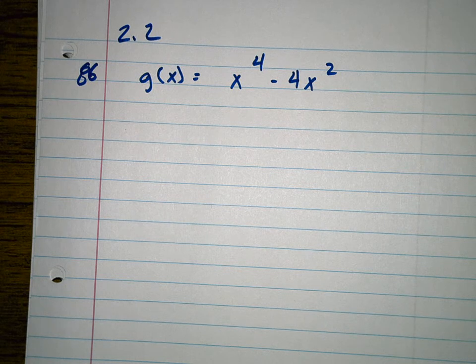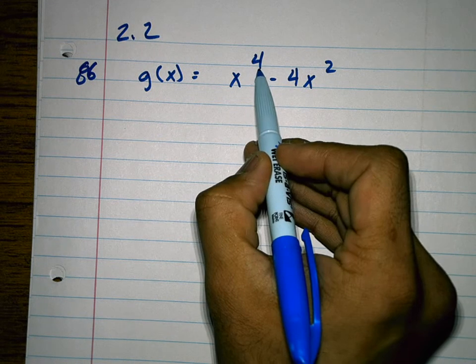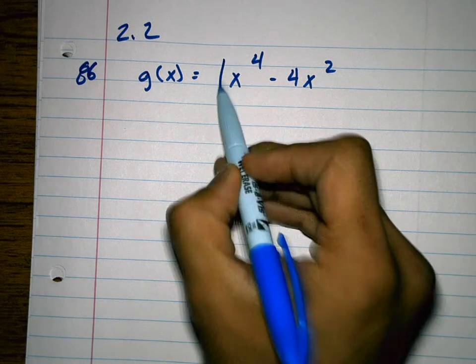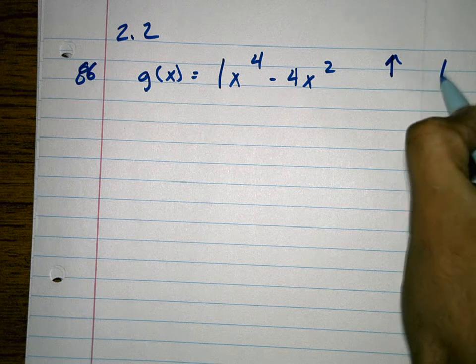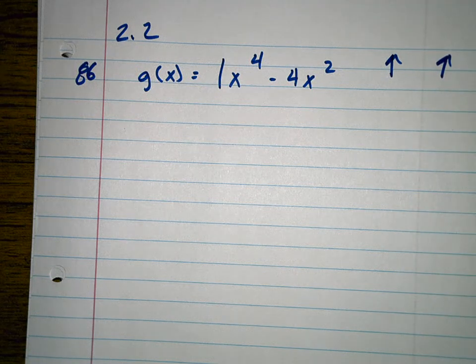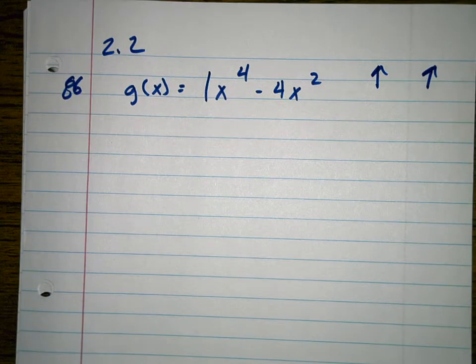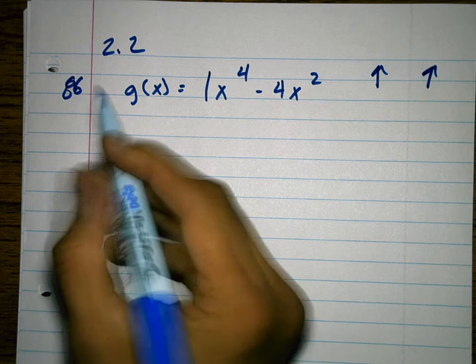First, I'm going to look at end behavior. It's got an even power and a positive coefficient. So that means both ends are going to end up. Okay, that's for my end behavior. Now I need to find some zeros.